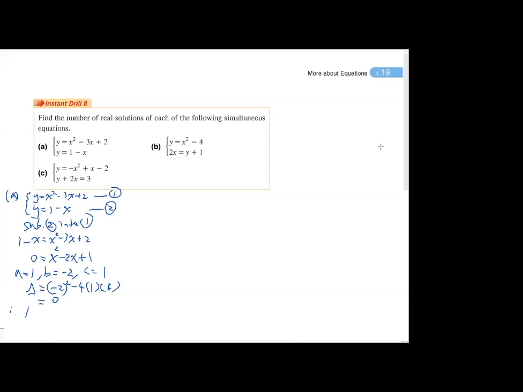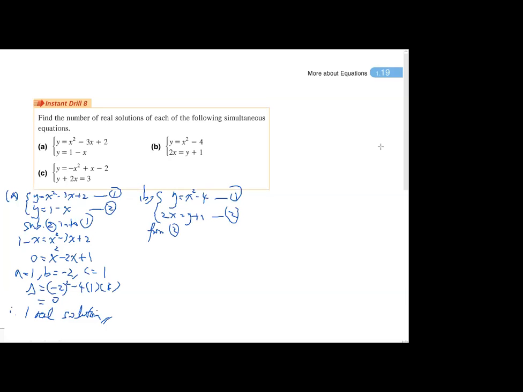So now we have delta exactly equal to 0, and then our conclusion is that there is only one real solution. Okay, answer. And then for part B, y equals x squared minus 4 is equation 1, and then 2x equals y plus 1 is equation 2. And then just pick the one with no square term first, that is equation 2. And there is no subject now, and I need to change the subject from equation 2.